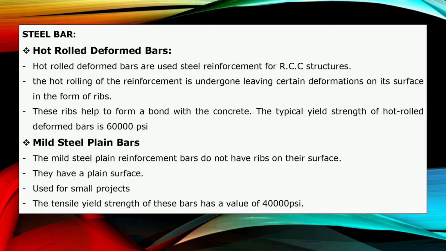The second one is mild steel plain bars. The mild steel plain reinforcement bars do not have ribs on their surface. They have a plain surface. These bars are used for small projects where the major concern is the economy. The tensile yield strength of these bars has a value of 40,000 psi.